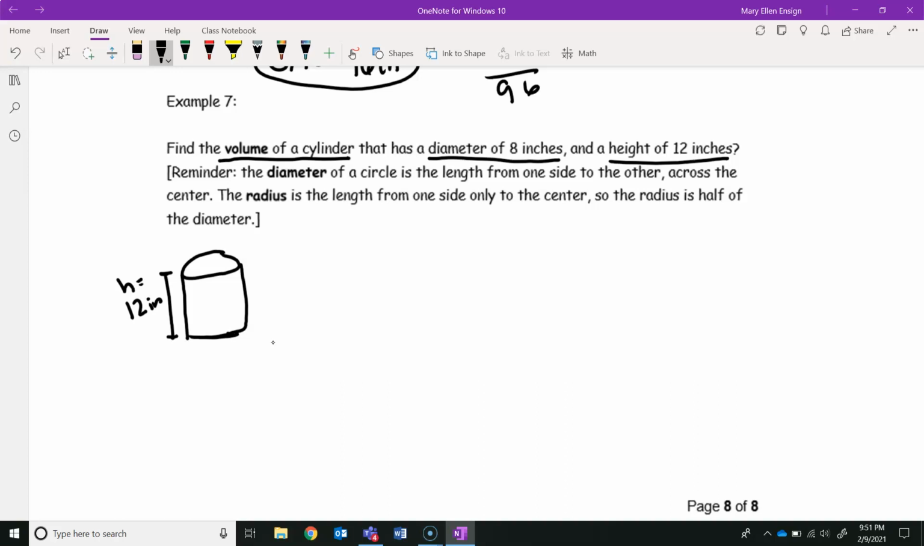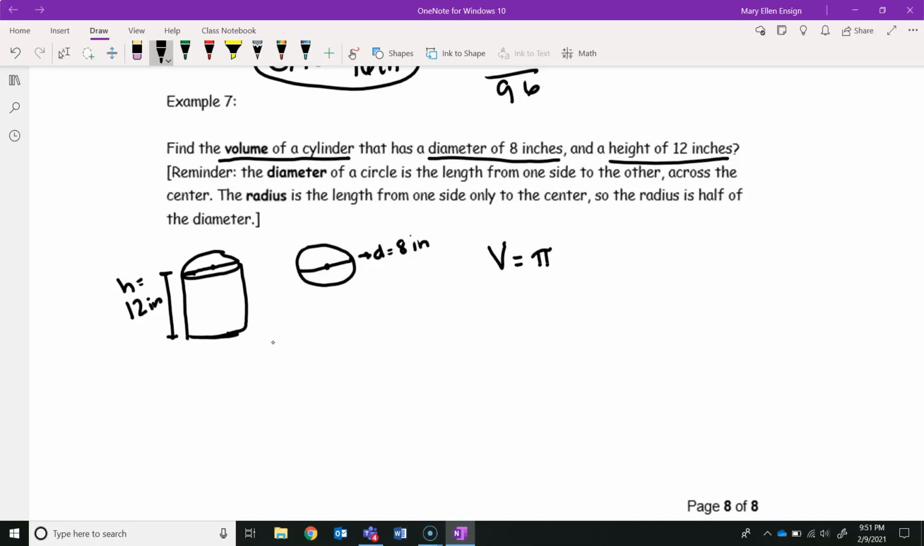The diameter is 8. So the diameter of a circle is all the way across. All the way across the middle of that circle. So if I were looking down at the top of that soup can, here's my center of my circle, the diameter is 8 inches.